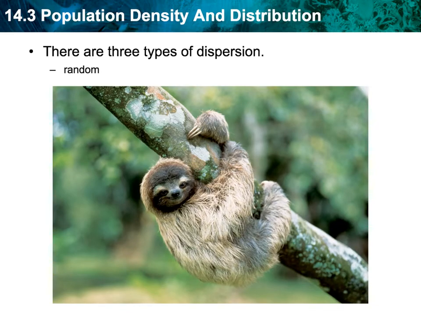The final type of dispersion is random. Those organisms that do not live in groups and are not very territorial tend to be random. You might expect to see them sometimes in groups, sometimes solo. It's hard to judge where exactly they'll be dispersed in their location.